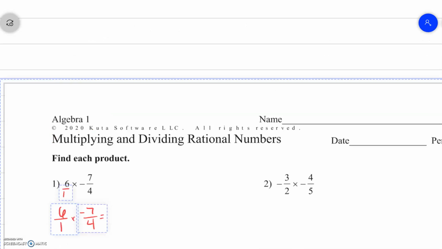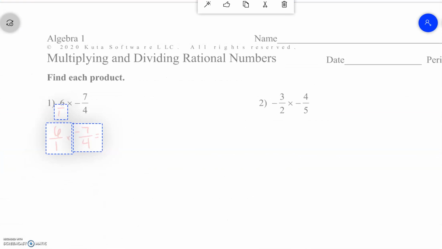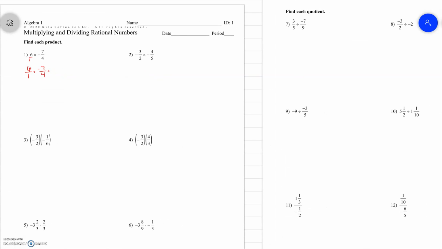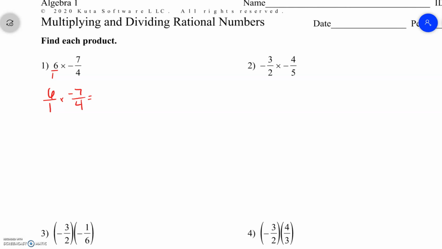So remember when I set up there, we multiply straight across, or like I said in fancy mathematical terms, we're going to multiply the numerators together and the denominators together. So we take 6 times 7, which would be 42, 1 times 4, which is 4. We have a positive times a negative, so my answer is going to be negative.